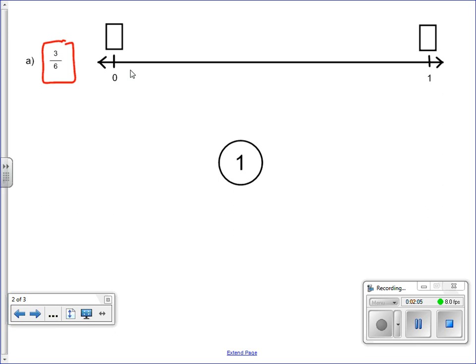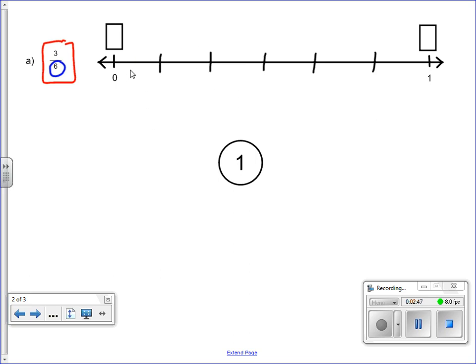So if I look at 3/6, I know that my unit is sixths. Therefore, that means that my whole, or my number line, needs to be cut up into 6 equal parts. I'm going to do that with 5 lines. 1, 2, 3, 4, 5. Now, if I count, I should have 6 spaces. 1, 2, 3, 4, 5, 6 spaces. Now remember, on a number line, we don't count the lines, we count the spaces. So I have 6 equal spaces, so I'm ready to move on to my next part.